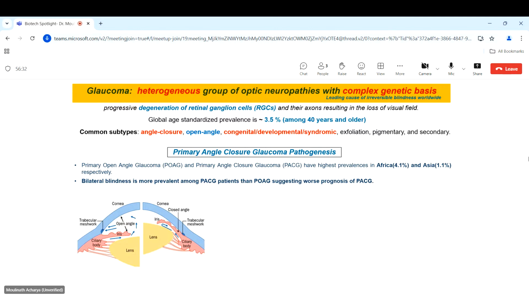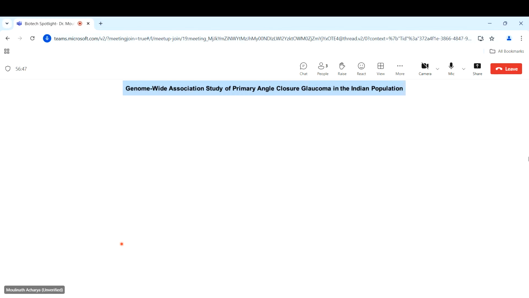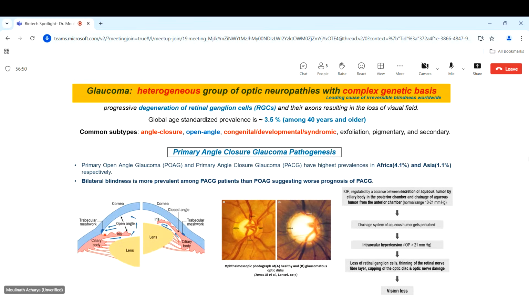So what exactly happens here? Let me show a pointer so that you would understand it better. This is basically the sagittal section of the eye where you have the lens. From there, this aqueous humor actually originates from the ciliary body, which comes through this anterior chamber and exits through this trabecular meshwork, which is placed between iris and cornea.